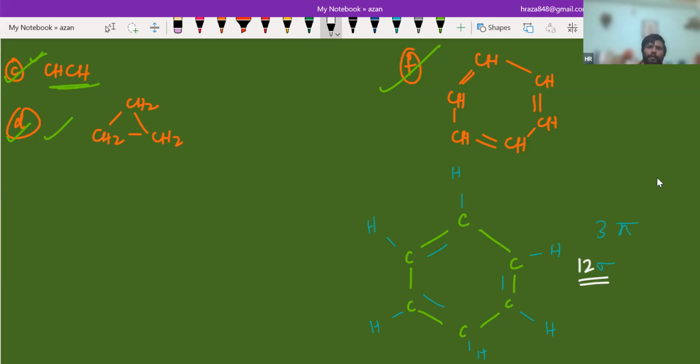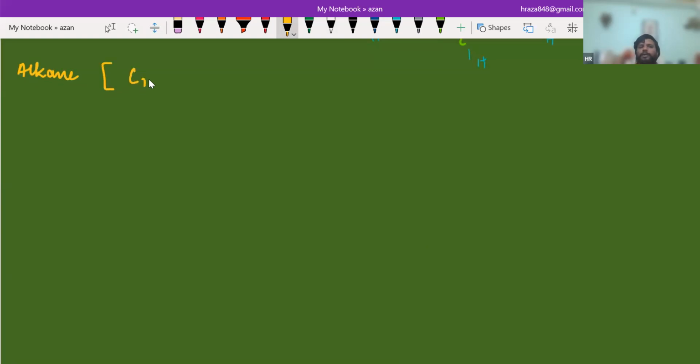Very good. Now moving to the next part, we are going to specifically talk about hydrocarbons, that is alkane. Do you know the general formula of alkane is CnH2n+2. That means if you put the number of carbon as 1, the number of hydrogen will be double the number of carbon plus 2. So 2 into 1 is 2, plus 2, that will be 4. If the number of carbon is 2, the number of hydrogen will be 2 into 2 is 4, plus 2, that is 6.